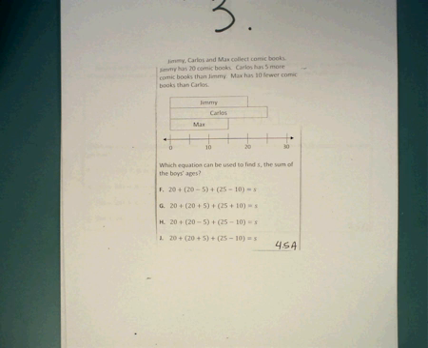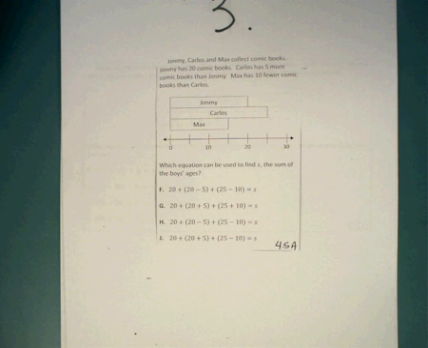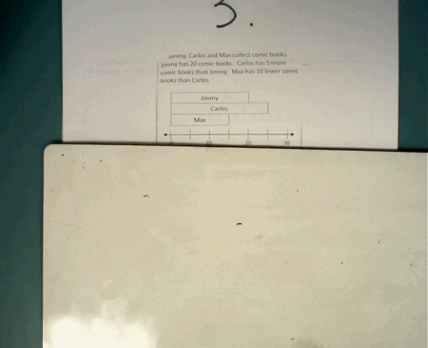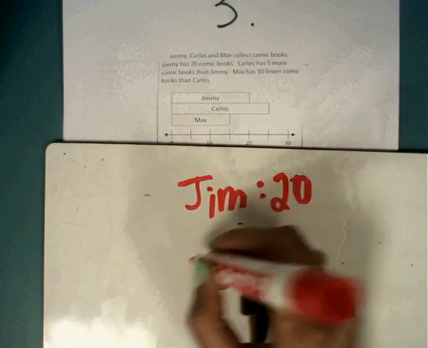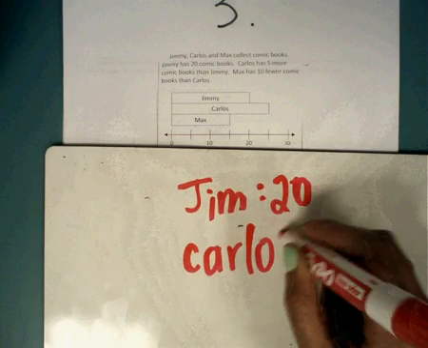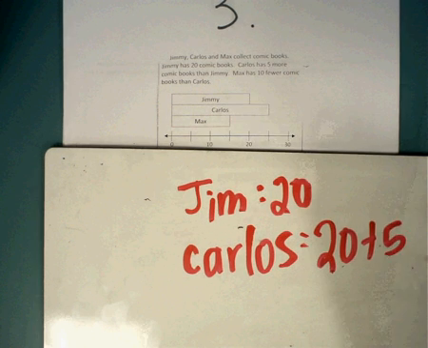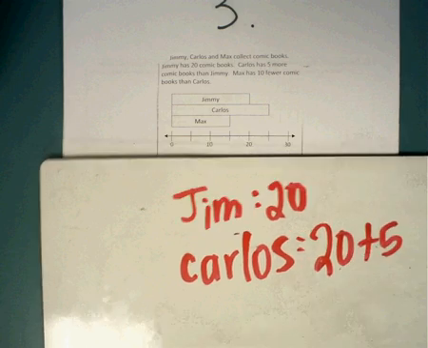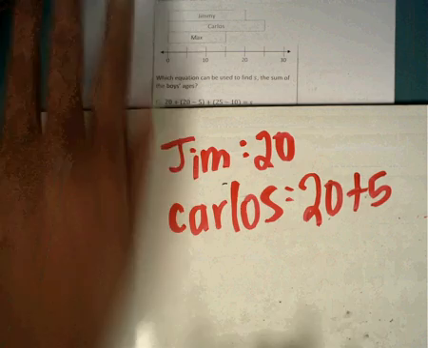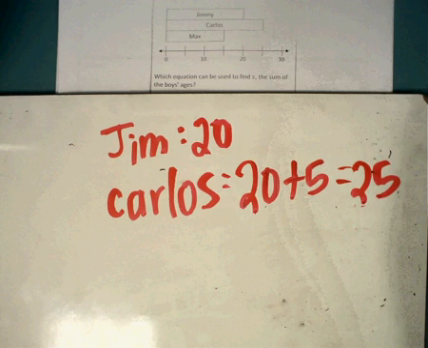So, Jimmy has 20, right? Carlos has 5 more than Jimmy does. So 5 more than 20 would be 20 plus 5, right? So Jimmy is 20. Carlos, I need to take Jimmy, which is 20, and I need to add 5 to it. So his is going to be 20 plus 5, right? And then Max has 10 fewer than Carlos. So 10 fewer than Carlos. What's 20 plus 5? 25. So if Carlos has 25 comic books and Max has 10 less than him, 10 fewer means I'm subtracting.